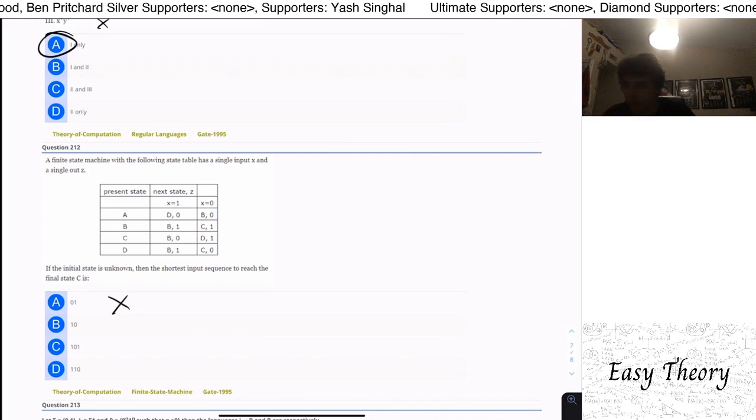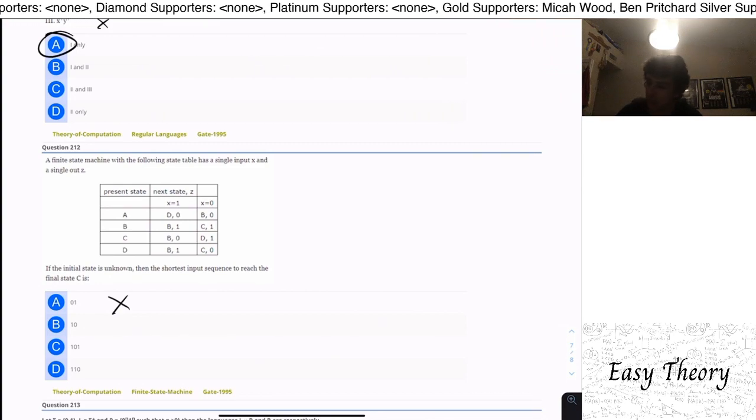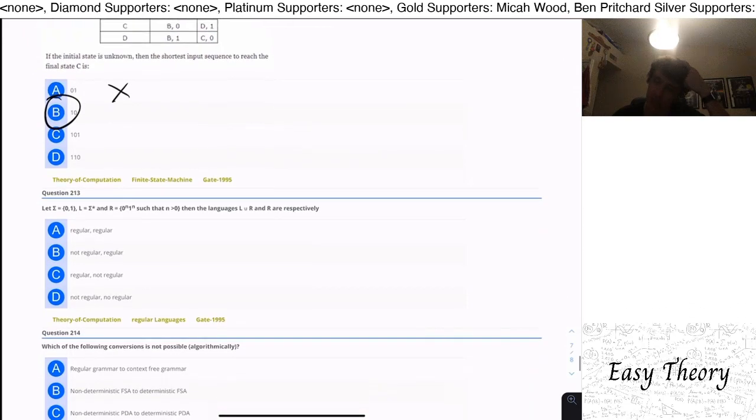Will 1, 0 work? So the state A works, B, 1 input, 1, 0, 1. Yeah, that'll take us to C. Will C take us there? 1, it takes us to B, and D takes us to B, which takes us to C. So B is the answer there.